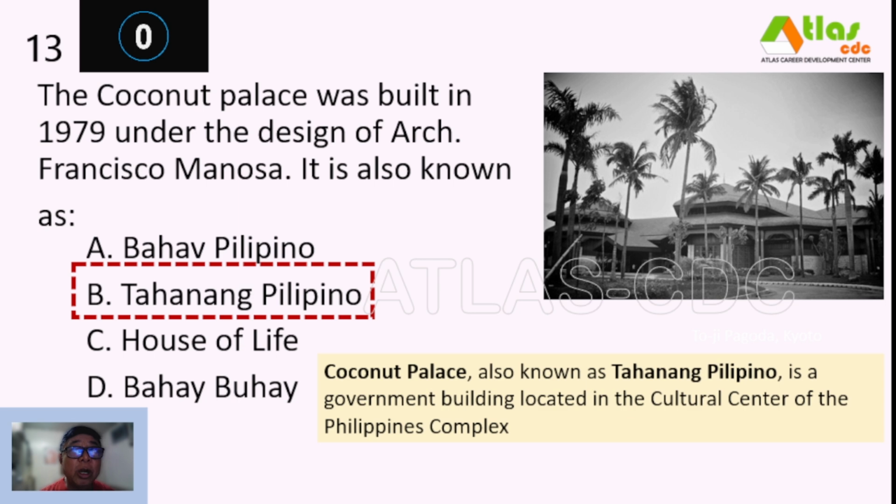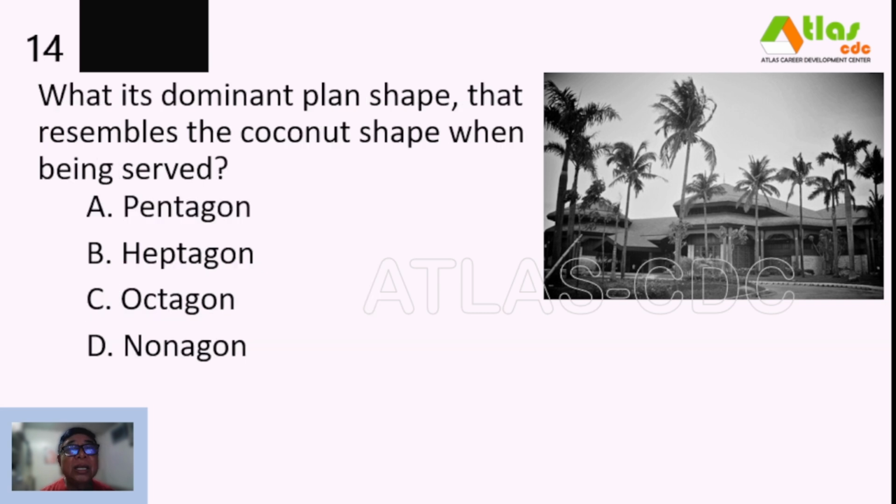So Coconut Palace, also known as Tahanang Pilipino, is a government building located in the Cultural Center of the Philippines complex. Number 14, what is its dominant plan shape that resembles the coconut shape when being served? A. Pentagon, B. Heptagon, C. Octagon, and D. Nonagon.